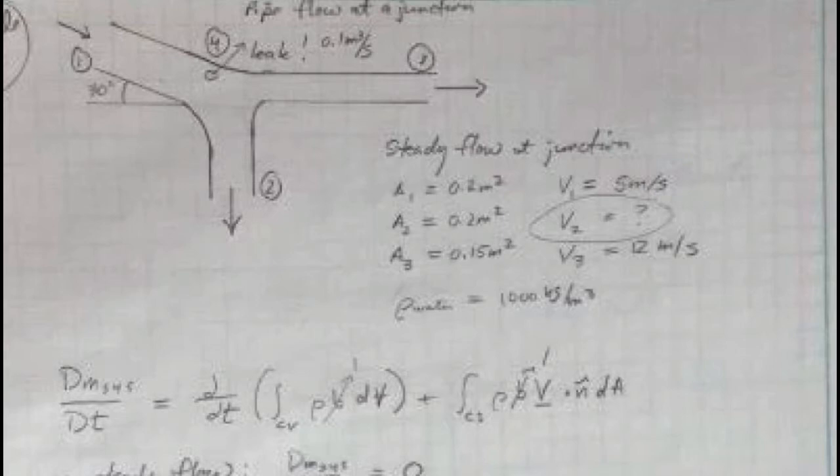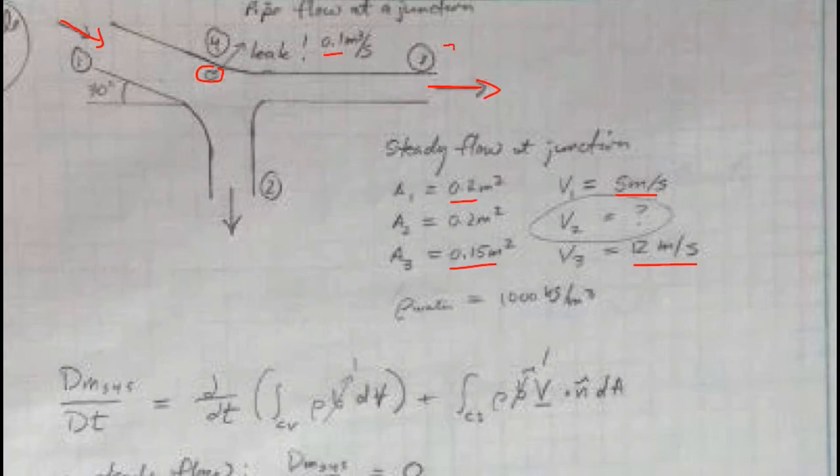Let's take a look again at the conservation of mass problem that we did as a Reynolds transport problem, one of our first problems in Chapter 4 when we were first learning about the Reynolds transport theorem. We have a simple pipe junction. We have a known leak in the junction of 0.1 meters cubed per second. We have a known input coming in at 5 meters per second across an area of 0.2 meters squared. We have a known outlet of 12 meters per second across an area of 0.5 meters squared.